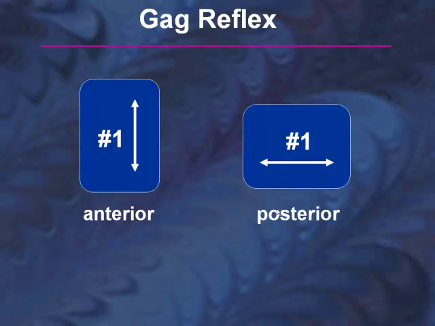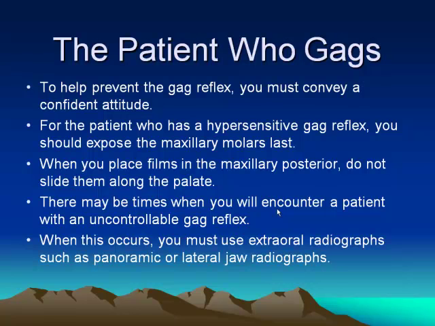To decrease a gag reflex or prevent it, it is important to do the most anterior radiographs first, such as the centrals. Then you can move forward to the posterior radiographs, such as the premolar shot. To help prevent the gag reflex, you must convey a confident attitude to decrease anxiety. For the patient who has a hypersensitive gag reflex, you should expose the maxillary molars last. Always do the most anterior projections first. When you place films in the maxillary posterior, do not slide them along the palate. This will only enhance a gag reflex.